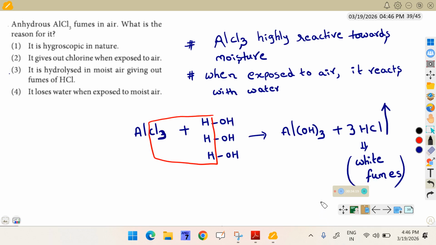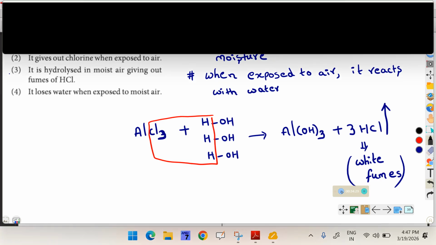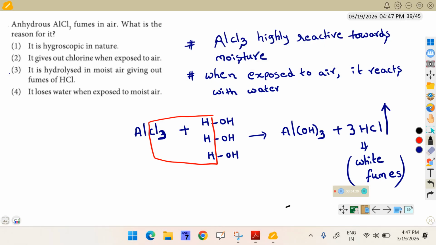Anhydrous AlCl3 fumes in air. What is the reason for it? AlCl3 is highly reactive towards moisture. When exposed to air, it reacts with water and gives HCl. It gives HCl vapors, so HCl vapors are white fumes. Correct option: it is hydrolyzed in moist air, giving out fumes of HCl.